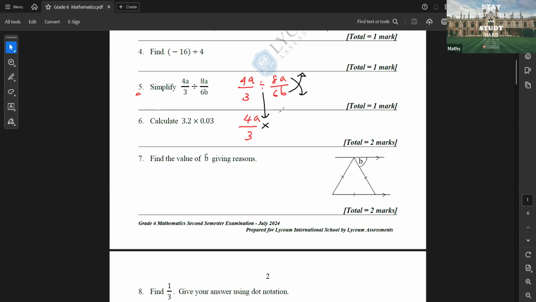So here 6b going up, 8a coming down. So here 4a one time, 8a two times. Here 3 times 1, here 3 times 2. So this and this cut, so the answer is going to be what?